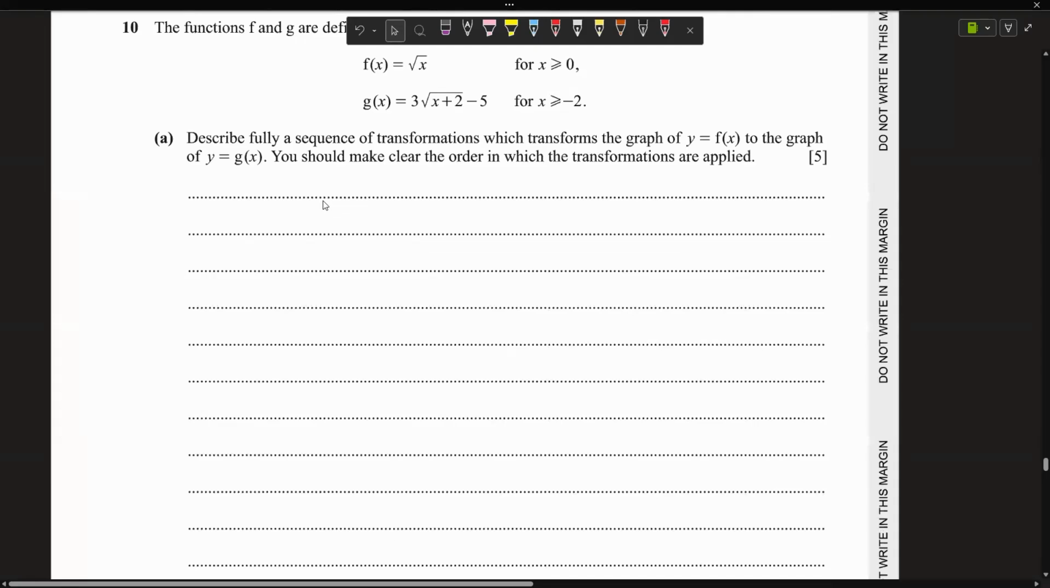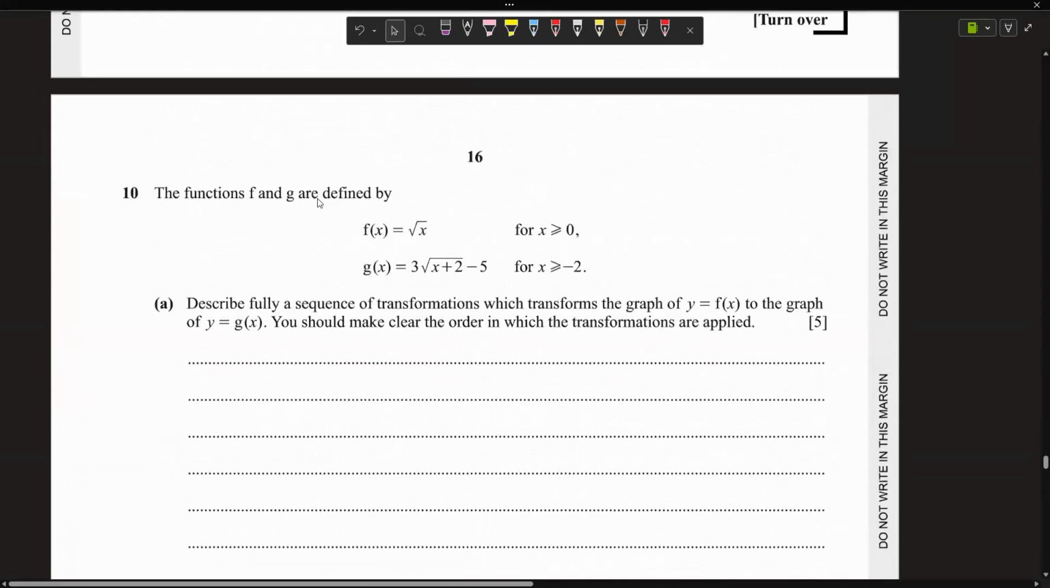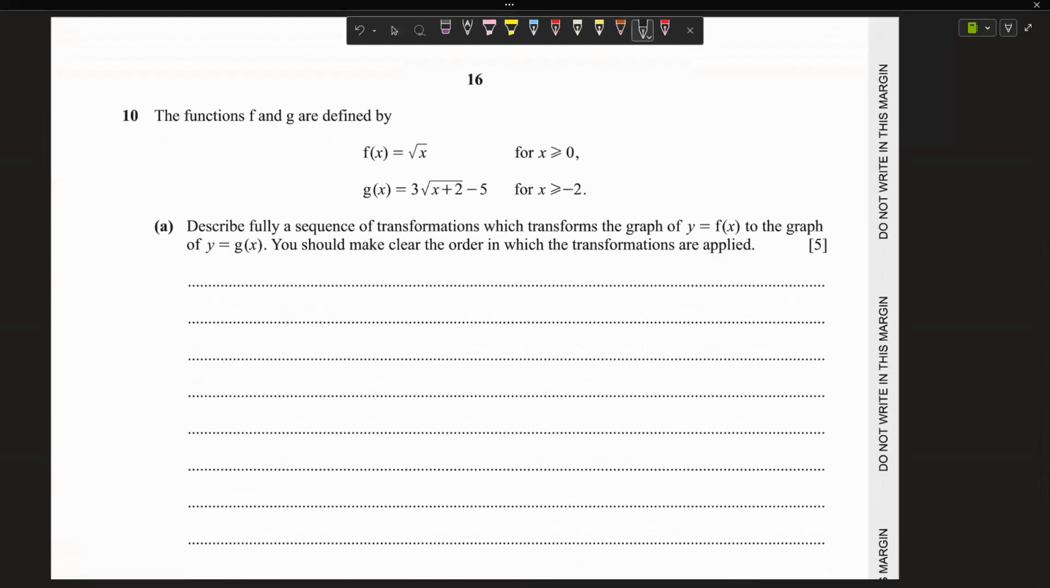Now we're on question 10 and we only have a few minutes to go. So let's just do number 10, the last one. It says the functions f and g are defined by f of x is equal to root x and g of x is equal to that. Describe fully a sequence of transformations which transforms the graph of f of x onto g of x, and you should make clear the order in which the transformations are applied. All right, so we are transforming f of x to g of x, right?